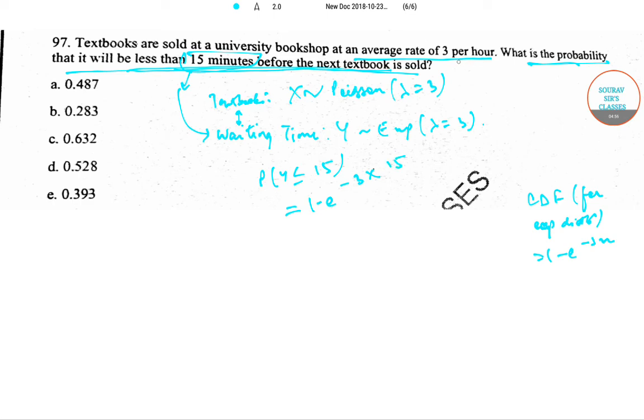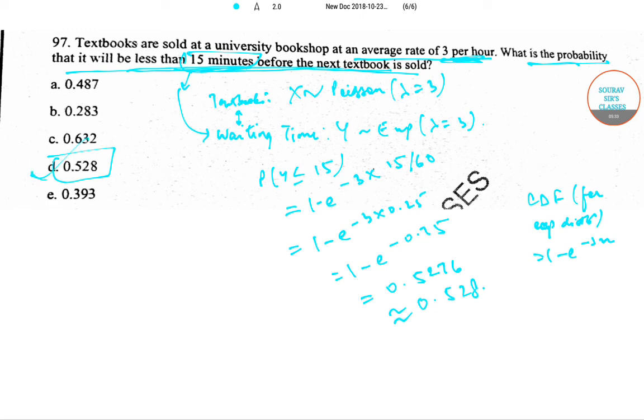Now see that over here, first we have considered 3 per hour, and here it is given 15 by 60 minutes. So we need to convert this into hours as well. So this comes out to be 1 minus e to the power minus 3 into 0.25, equal to 1 minus e to the power minus 0.75, which comes out to be 0.5276, that is approximately 0.528. Thus option D is the correct option.